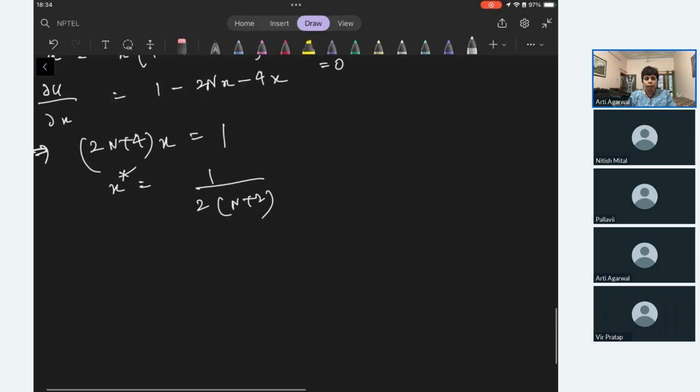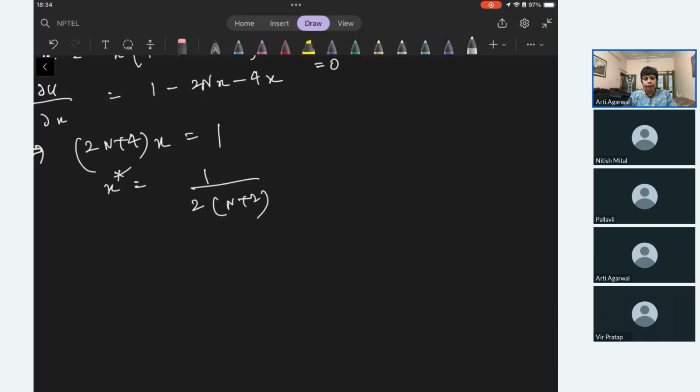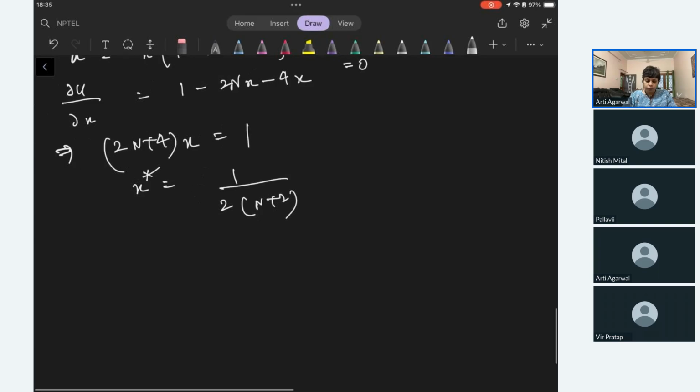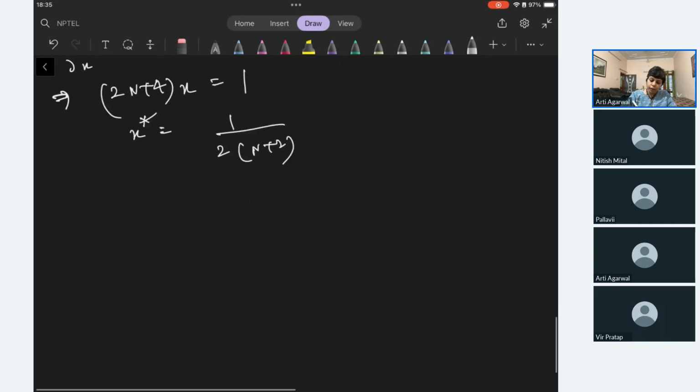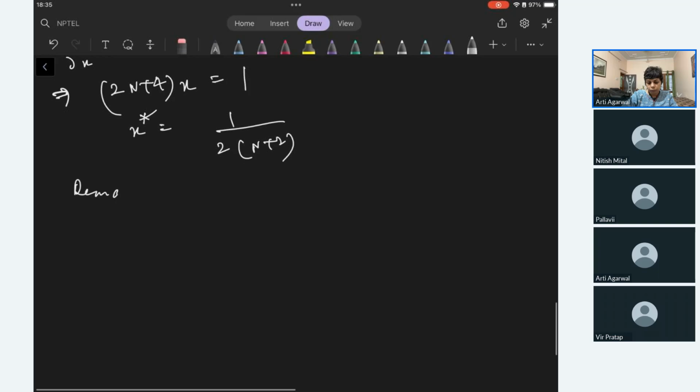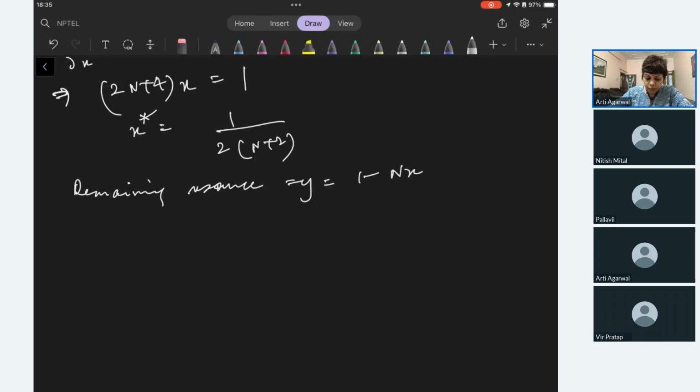Earlier, if you plugged in the values of n, you were getting something else. And if you simplify further, you can see the remaining resource, we calculate how much remains, is equal to 1 minus nx, right? Because there are n players, they're all consuming with intensity x. So it is equal to 1 minus n by 2n plus 2.